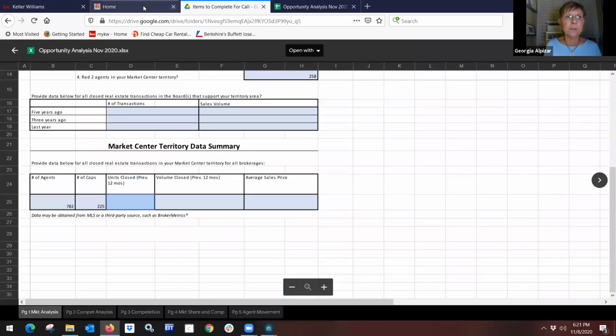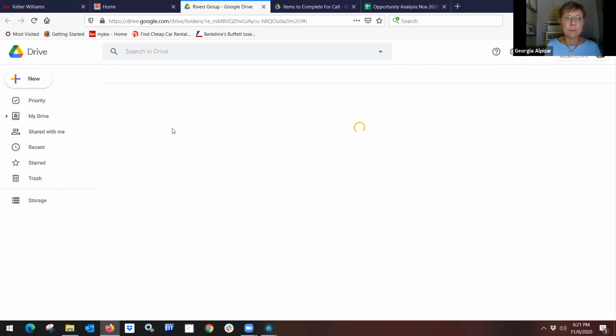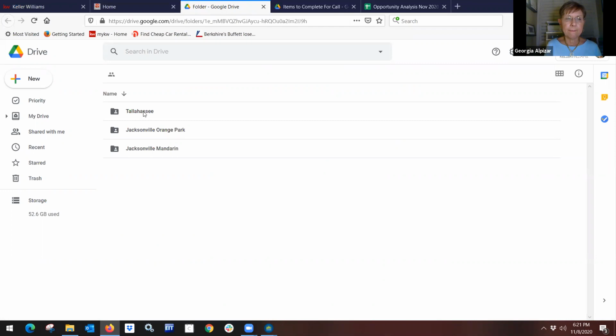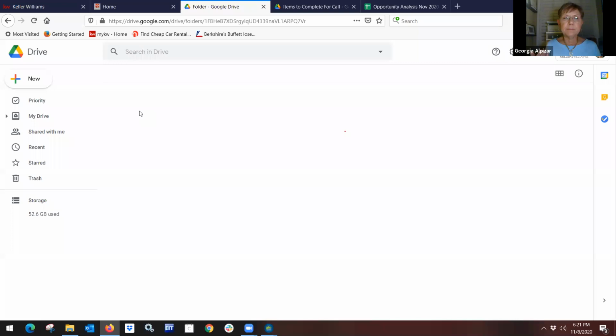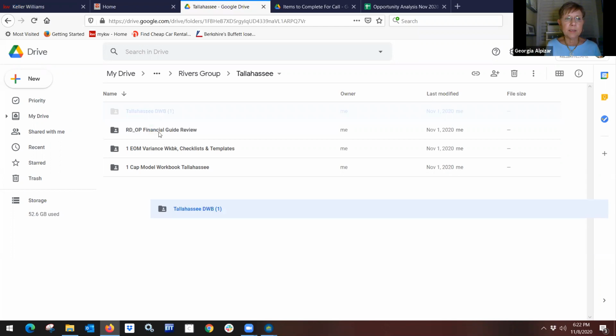Let's see here. Oh, let's just go do it this way. And I'm going to go back to Rivers just so you know where to get to it. And we're going to go back to the Tallahassee Market Center. And on another call, or another video, I'll show you how you can pull this data. I'm trying to see. Oops. Don't move. Not sure what I did.